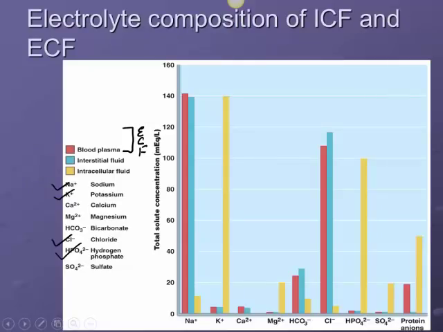So here is a table showing you the electrolyte composition of intracellular and extracellular fluid. Obviously, I cannot expect you to remember all of these. Whatever I've given in the previous slide, sodium, for example, is more on the outside, potassium more inside the cell, chloride more on the outside, hydrogen phosphate more on the inside. So this table will explain whatever is given on the previous slide. I'm not going to pay too much attention, just compare the two.